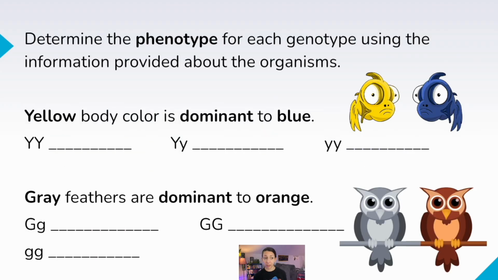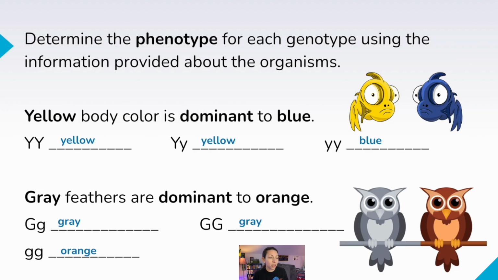Determine the phenotype for each genotype using the information provided about the organisms. So I want you to tell me what the phenotype is, what their physical characteristic is, based on the information provided and the genotypes. Ready? Big Y is yellow because it's 2 dominant alleles. Big Y, little y is still yellow because that big Y masks the little y allele, giving us a yellow phenotype. And then little y is blue, the recessive phenotype. You need 2 recessive alleles for that.